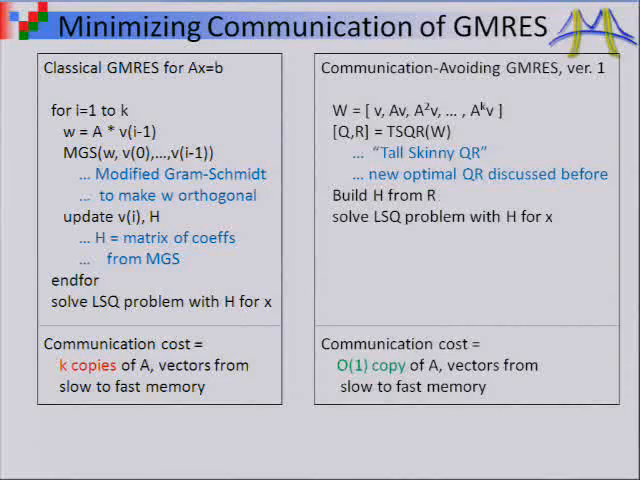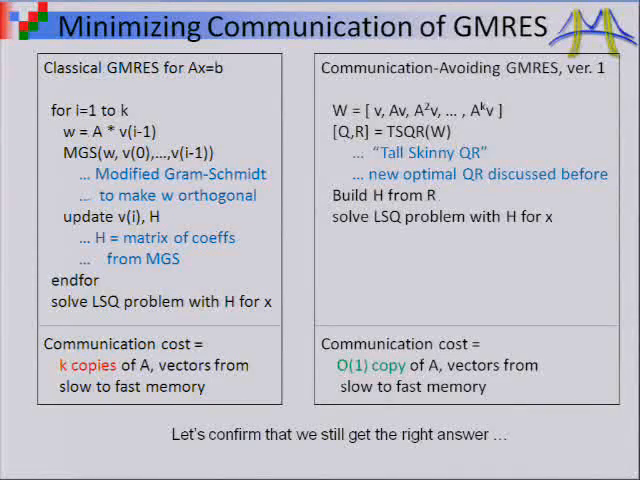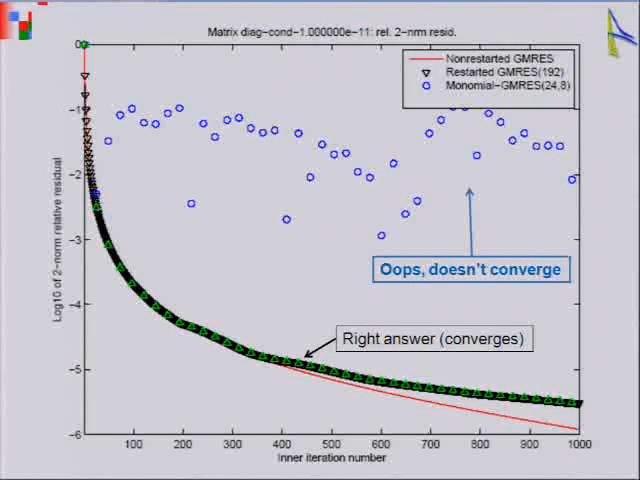But there's one bug. Let's make sure we get the right answer. Everything I've told you is completely true in exact arithmetic, but we're not doing exact arithmetic. We're doing floating point arithmetic. So let's just run an experiment and see if it converges. The horizontal axis is the number of steps that I take, and by the way, k is 24 here, so I'm doing a chunk of 24 vectors at a time. The vertical axis is the log of the residual, which I hope goes to 0.